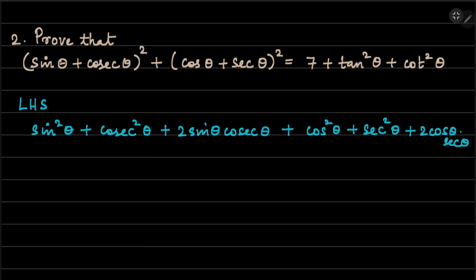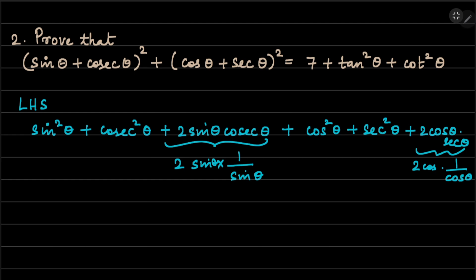This cos theta and secant theta, you know that secant theta is nothing but the reciprocal of cos. So this particular 2 sine into 1 over sine, right? Cosecant is nothing but 1 over sine. Similarly, this expression will also become 2 cos into 1 over cos. Secant is the reciprocal of cos, and cosecant is the reciprocal of sine. So sine and sine will get cancelled, cos and cos will get cancelled, right?